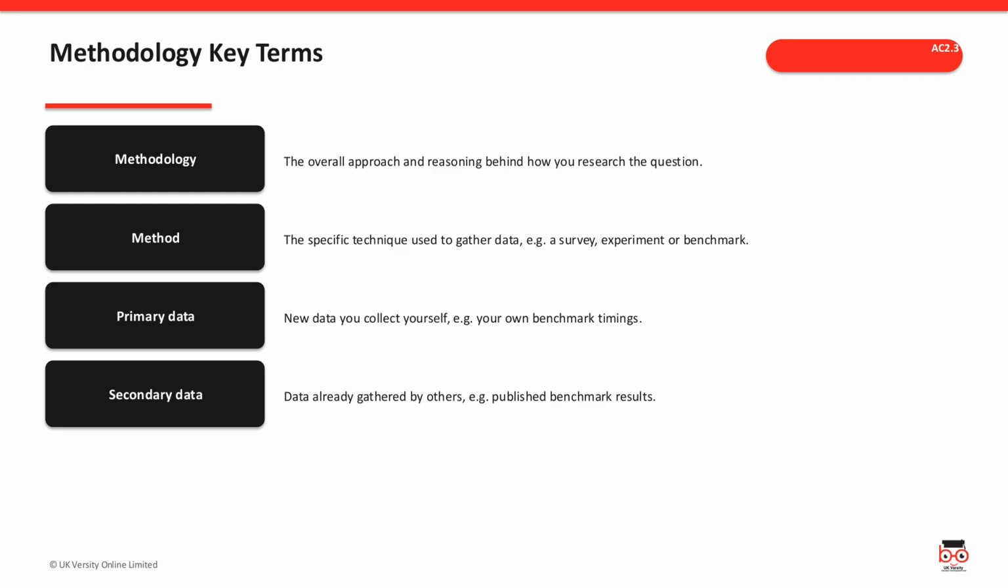Let's get our terms straight before going further. Your methodology is the overall approach and the reasoning behind how you research your question, whereas a method is the specific technique you use to gather data, like a survey, an experiment, or a benchmark. Then there's primary data, which is new data you collect yourself, such as your own benchmark timings, and secondary data, which is data others have already gathered, like published benchmark results. Keeping those 4 apart makes the rest of this much clearer.